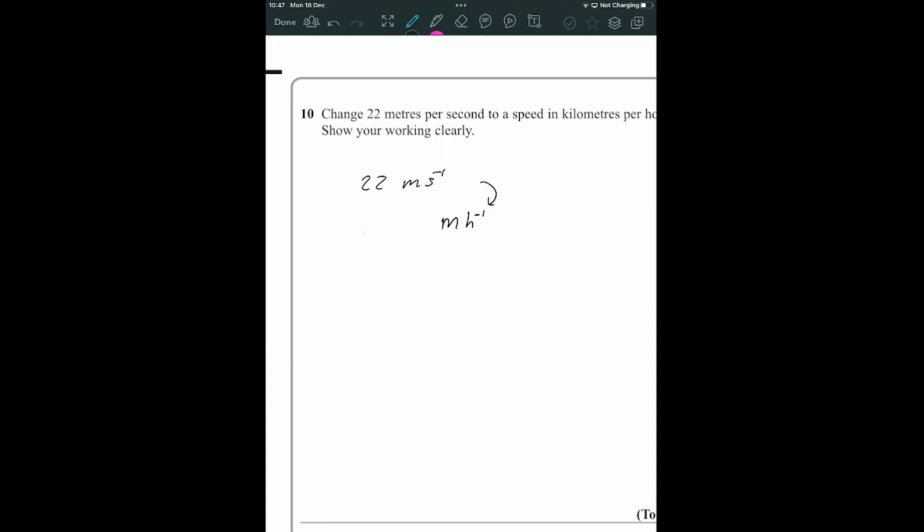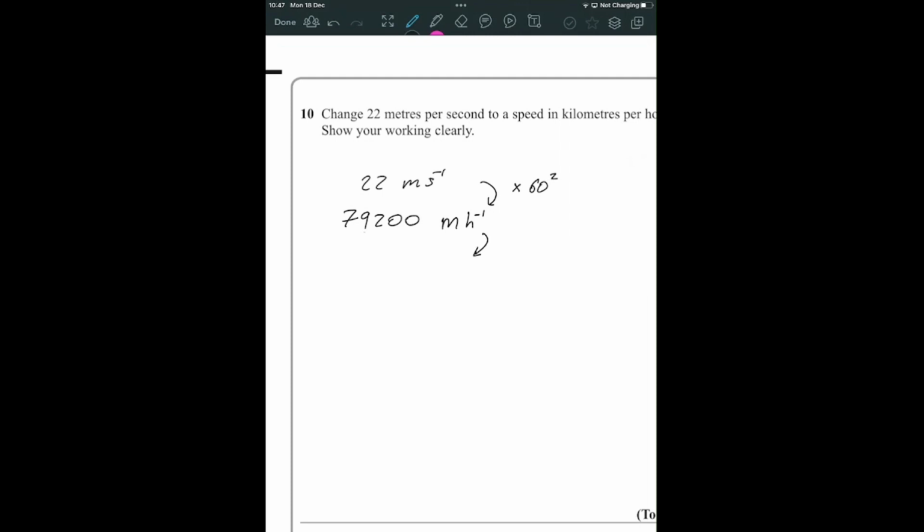So from meters per second to meters per hour, well, there are 60 seconds in a minute and 60 minutes in an hour. An hour is a long time, so I expect to go much further. So just by logic, I should be expecting to multiply by that conversion rate, times by 60 squared.